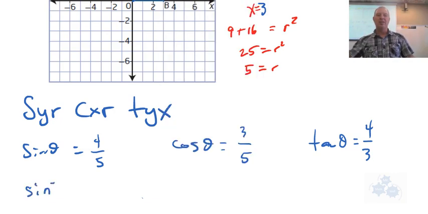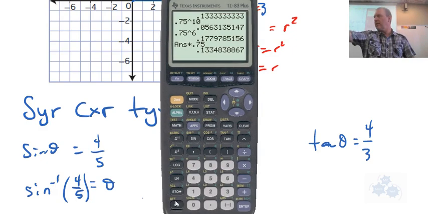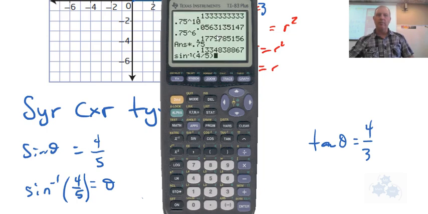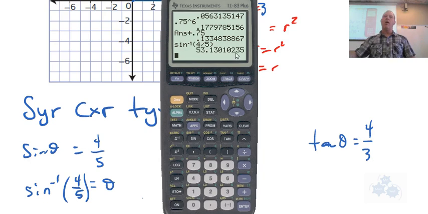So sine to the negative 1 of 4 over 5 is going to equal theta. So let's see if it's 60. You thought it might be 60. Let's see. So sine inverse of 4 over 5, or you could just write 0.8 there as well. And let me see, I got to see if we're in degrees. Okay, we're in degrees, so we're going to find this in degrees, and it is 53.13. Close to 60, not quite, but a good guess. So look at this. This angle is exactly 53.